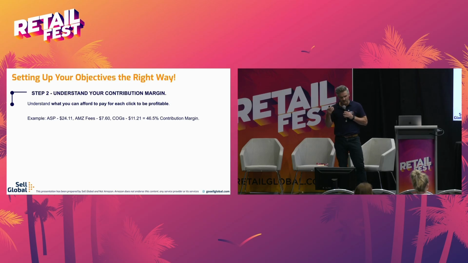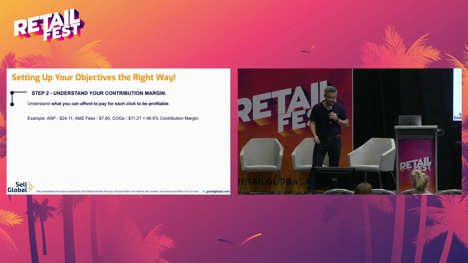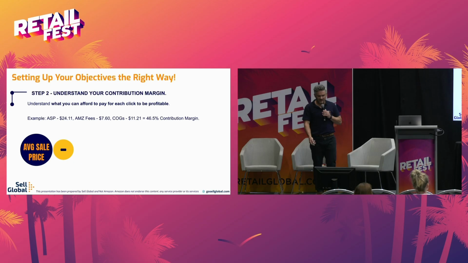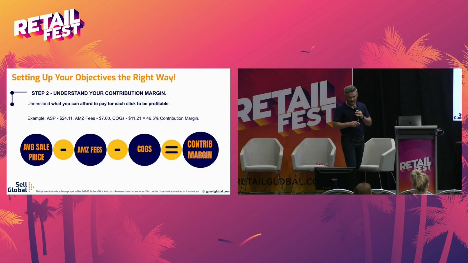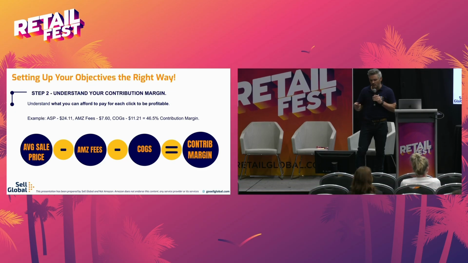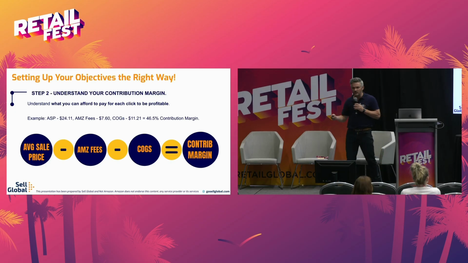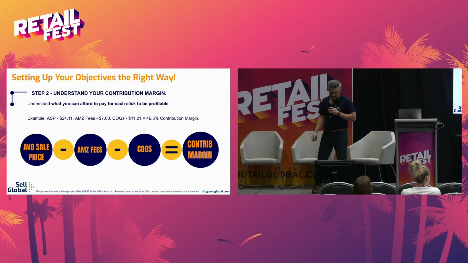So in this example, if you've got a $24 product, you're paying $7.60 for your fees, and your cost of goods is $11, you have a contribution margin of 46.5%. Average selling price minus your fees, minus your cost of goods, equals your contribution margin. A lot of people do this, but they won't do it at a product level, and that's where you can really get the unlocks for your brand. If you understand what your contribution margin is on a product level, you know where you can invest more and where you need to invest less based on your margins.